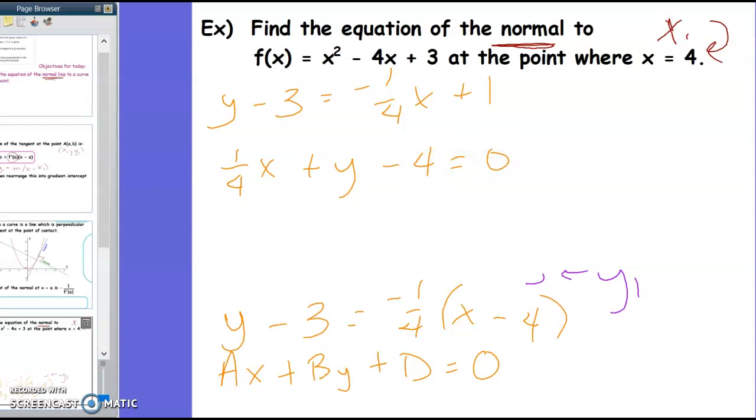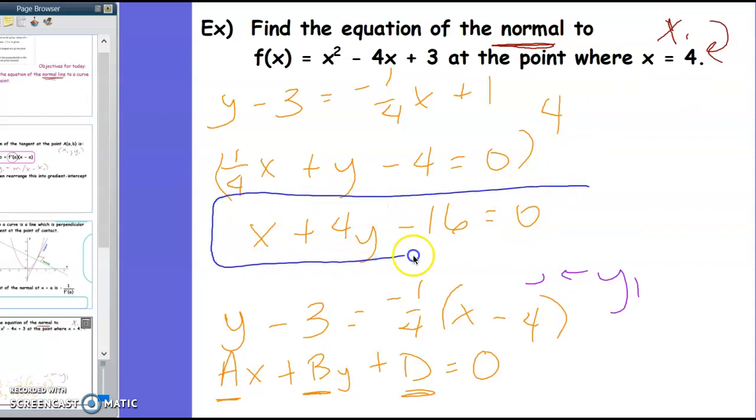All right, and then if you remember the rules for standard form, a, b, and d must all be integers. So in order to make that fraction of 1/4 into an integer, I need to distribute a 4 across that whole thing. 4 times 1/4 is 1. 4 times y, 4 times 4, and then 0 times 4, which is still 0. So our final answer, if it had asked for standard form, the equation of the normal line would be this.